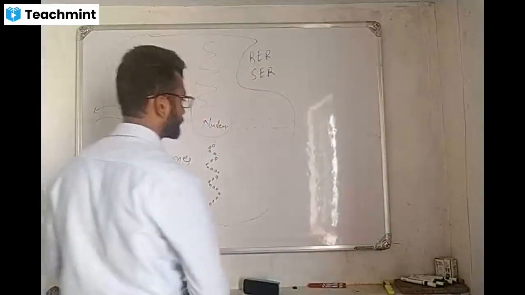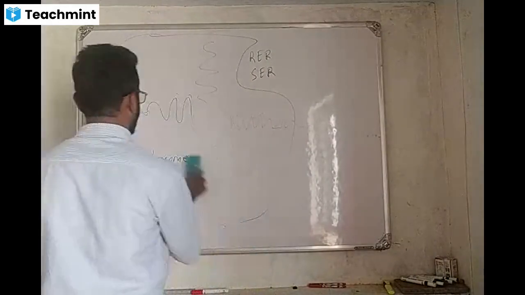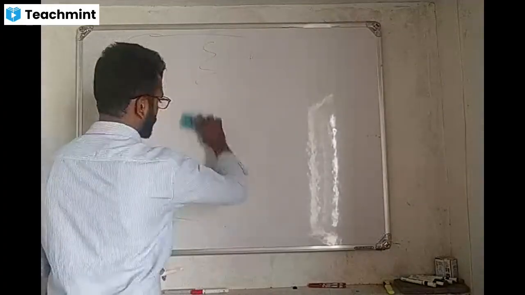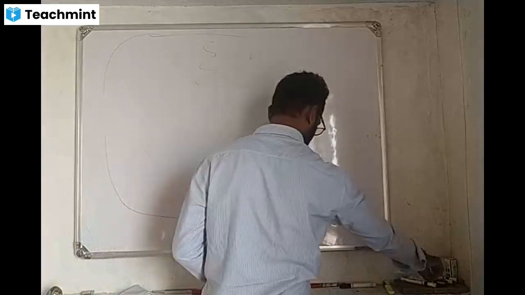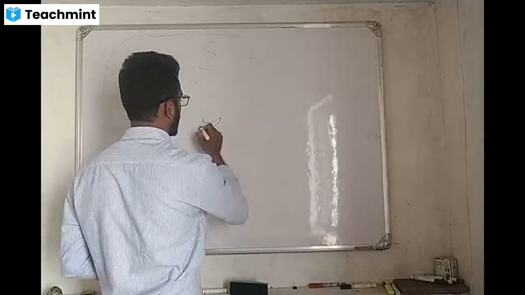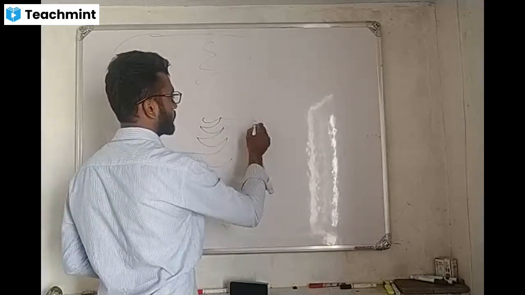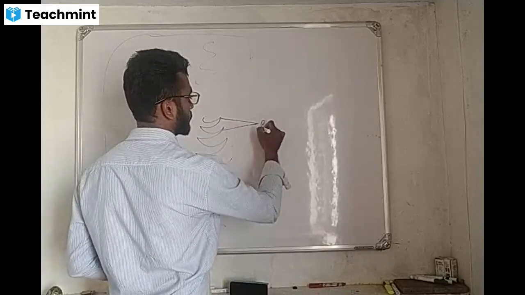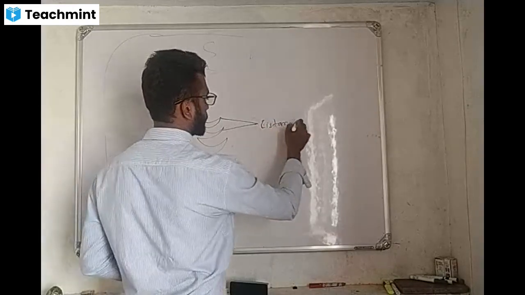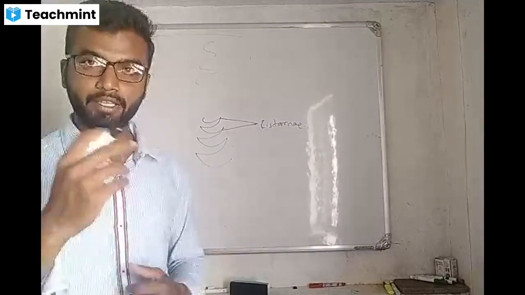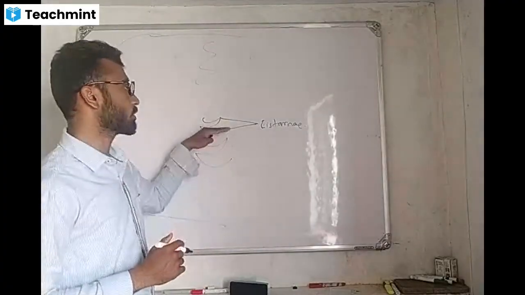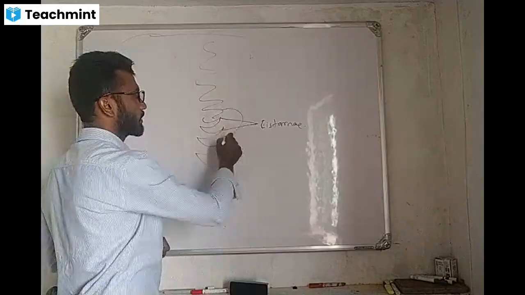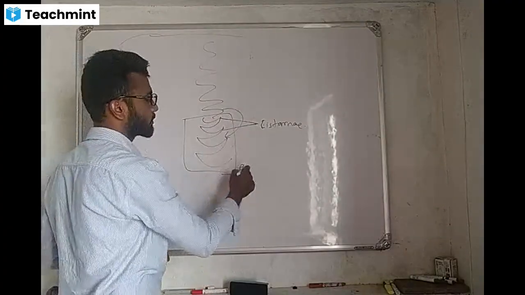Stop. Listen. The Golgi apparatus actually looks like this: complex stacks one over the other, one cisterna over the other. Whatever materials are in the endoplasmic reticulum, which is available here, will now be taken by the Golgi apparatus. This whole set is known as the Golgi apparatus.